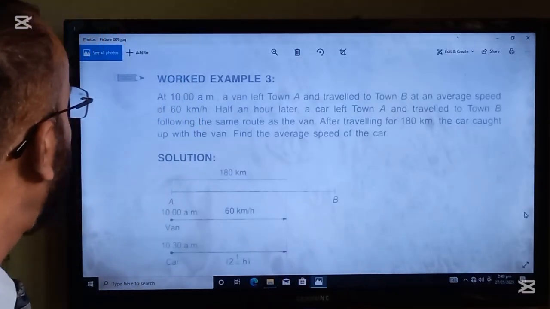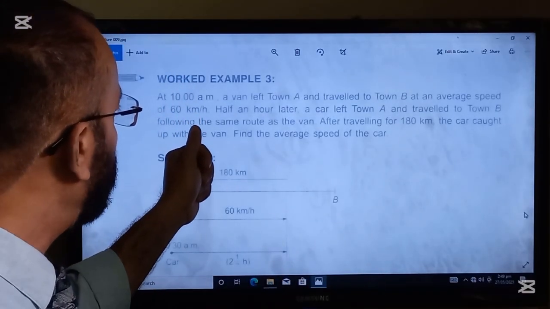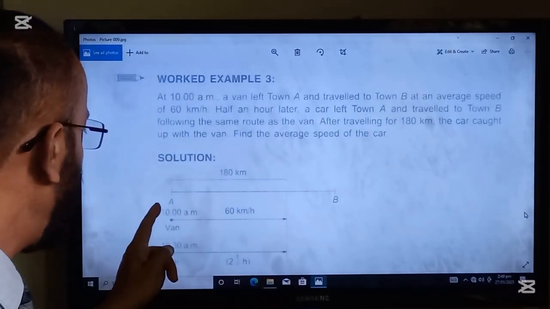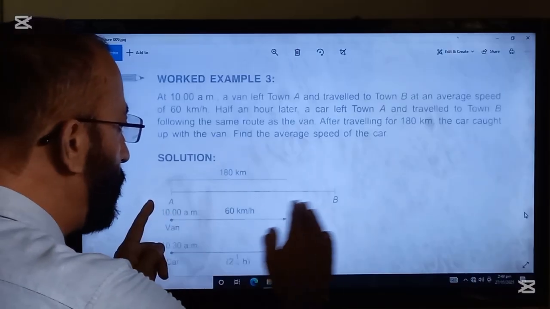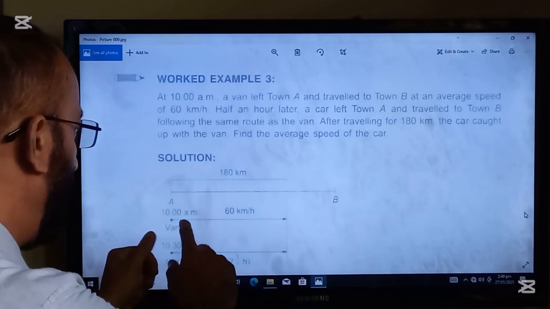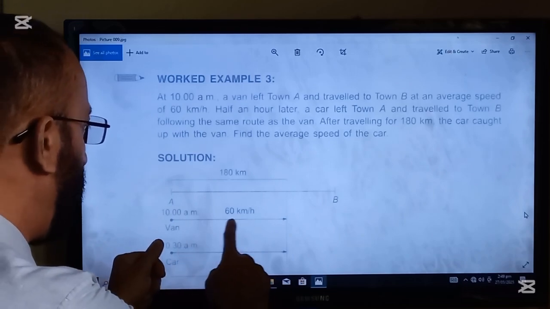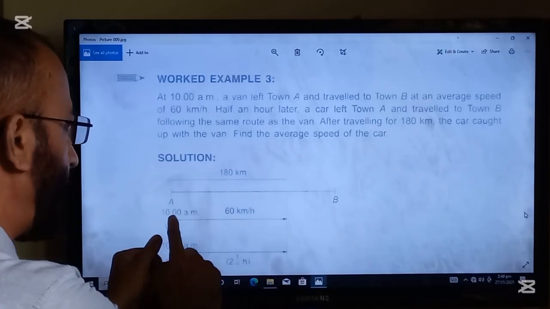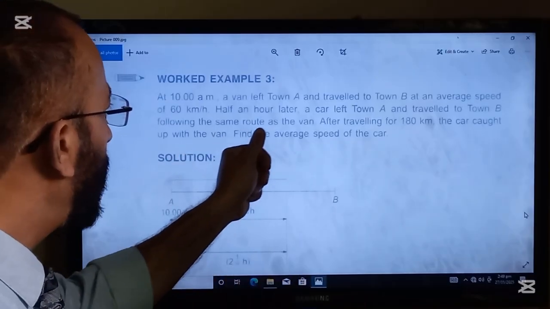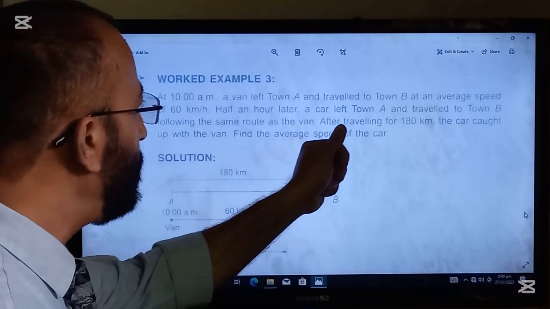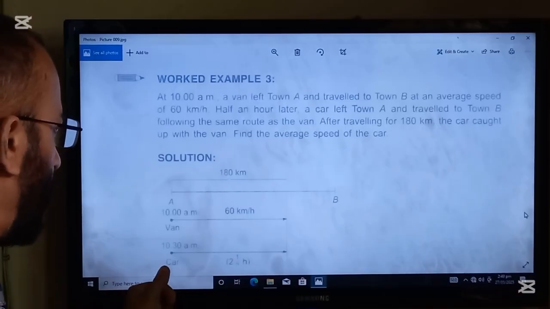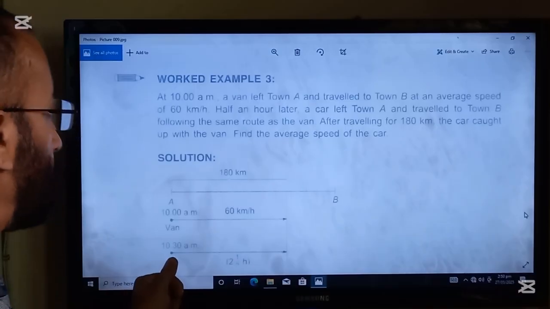Another question is here. At 10 a.m., a van left town A and traveled to town B. So here is town A, and the van is traveling towards town B at an average speed of 60 km per hour. That has started its journey at 10 a.m. Half an hour later, a car left town A. So half an hour later means the car starts its journey at 10:30 a.m.